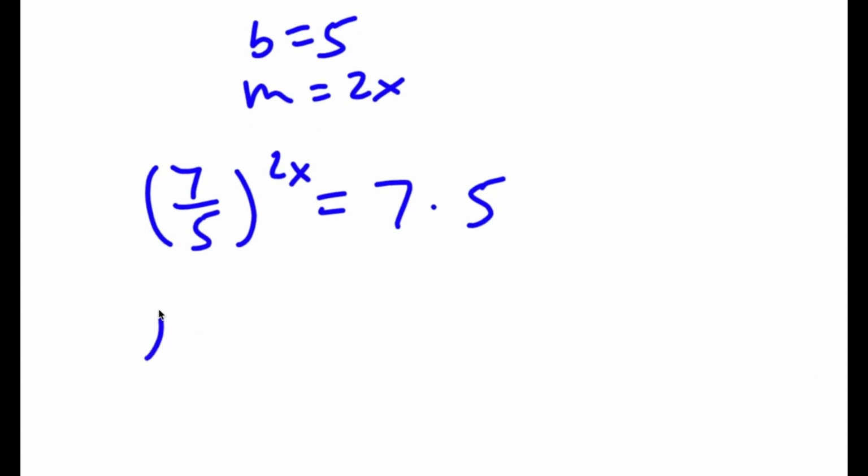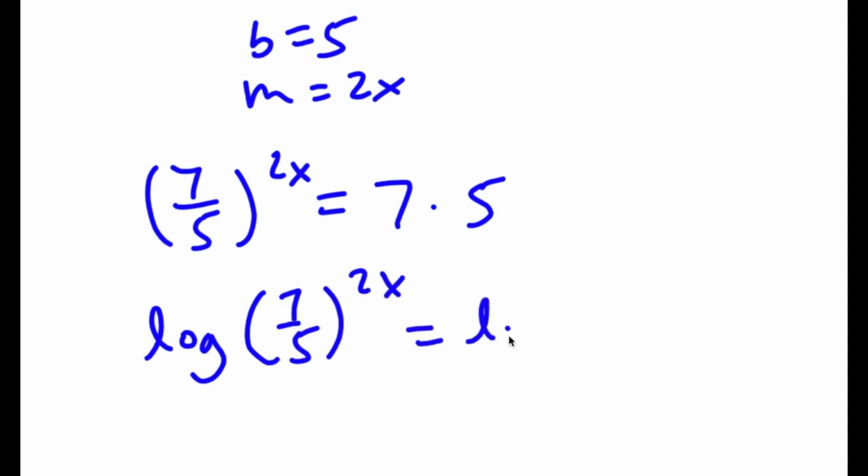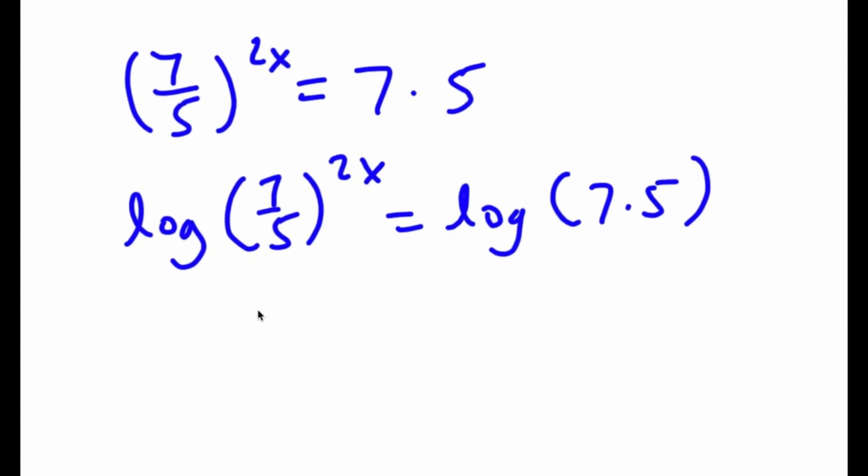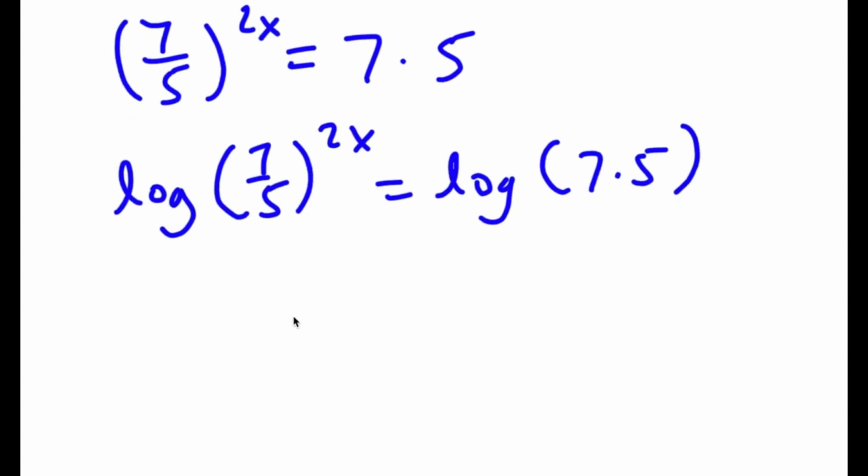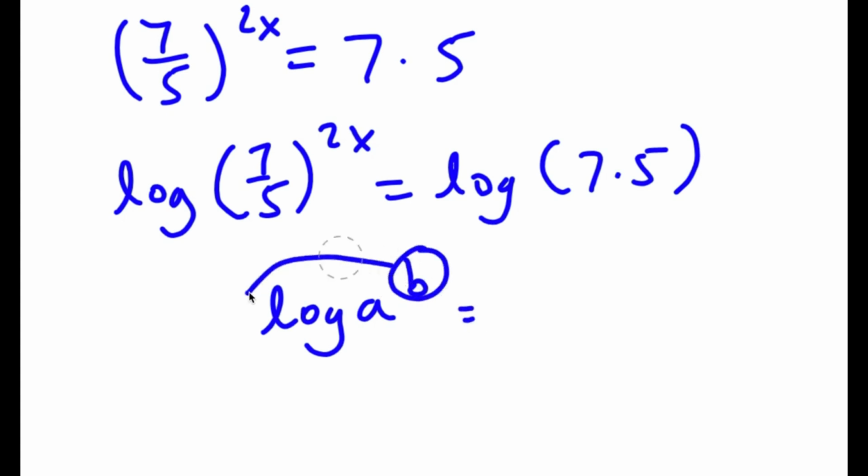Now, if I take the log on both sides, I get log of 7 over 5 to the power of 2x is equal to log of 7 times 5. Now, an important property of logarithms is that if I have, let's say, log a to the power of b, I can actually move this exponent b to the front of the logarithm.